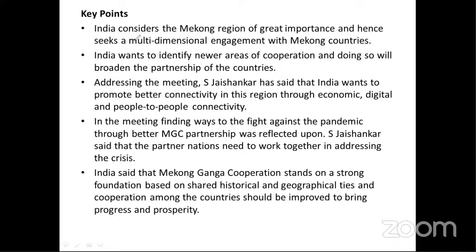Obviously it will promote tourism, and employment will also improve. India wants to identify new areas of cooperation, and doing so will broaden the partnership of the countries. New areas of cooperation means education, health, tourism, all these activities. Addressing the meeting, Jaishankar said that India wants to promote better connectivity in this region through economic, digital, and people-to-people connectivity. How will better connectivity come about? Through economic, digital, and people-to-people connectivity.